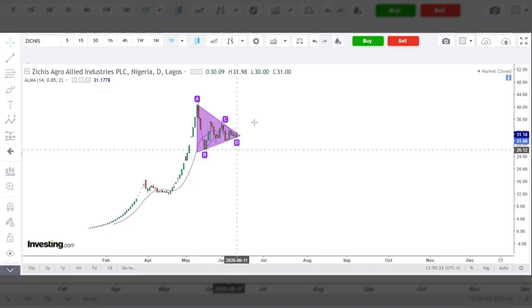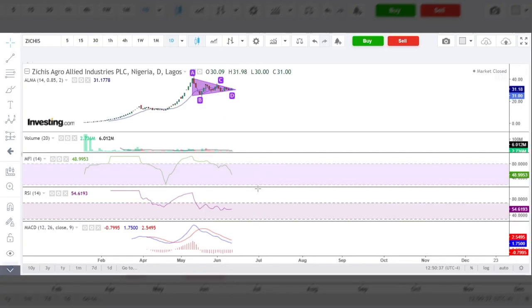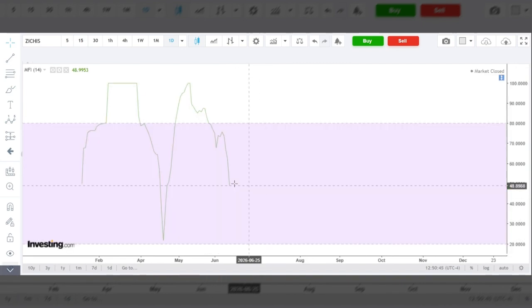So if this crosses this moving average now, that will confirm a potential uptrend on the horizon. Then we can see that even though money flow is tilting downwards, that was showing that there was profit taking.